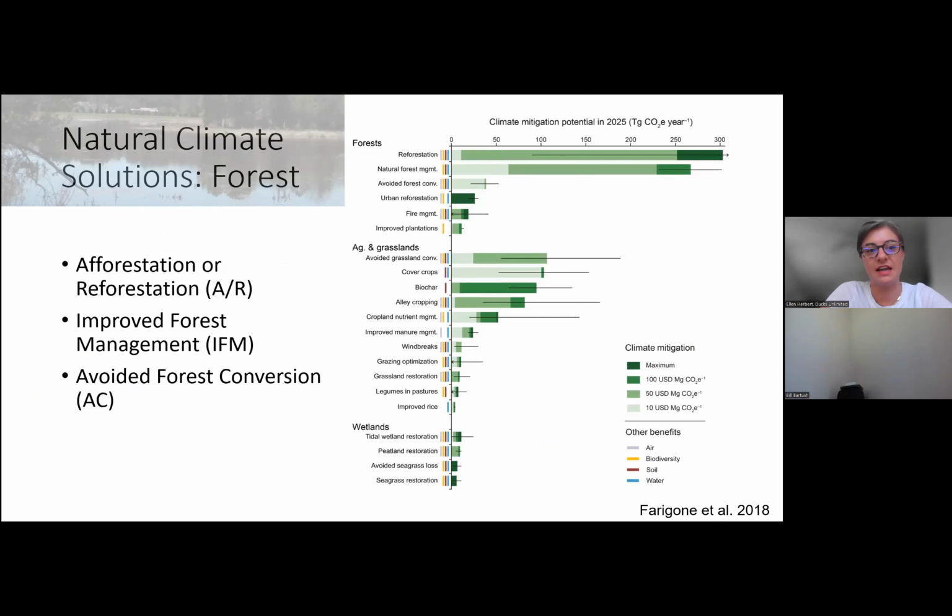Forests are just one of the many natural climate solutions. This is some really nice work that was done by TNC looking at the US potential for climate mitigation. Two of the largest categories they identified are reforestation, which is what we're talking about today, and natural forest management, which in the parlance of carbon markets is equivalent to what they would call improved forest management, or IFM. There's also a component of avoided forest conversion, which I'll talk a little bit about, but that one is becoming more and more difficult to accomplish.